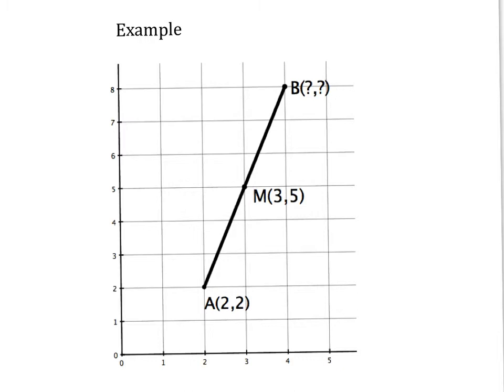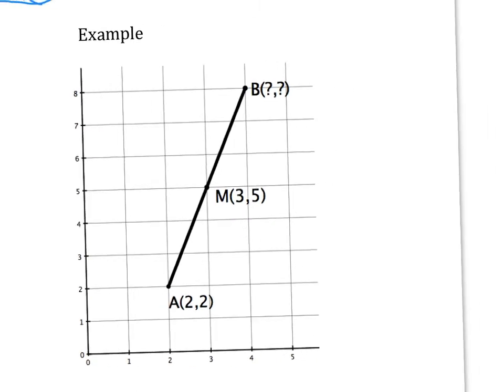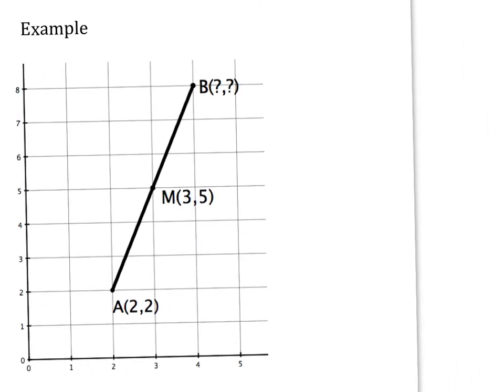I already have the midpoint, and here's A being at 2, 2. So where is B? What do I do? Well, here's the long way to do it, and this is how the book sets it up. They say A, my 2, plus this unknown number up here, so 2 plus x, and when you divide that by 2, you're going to get this midpoint there.